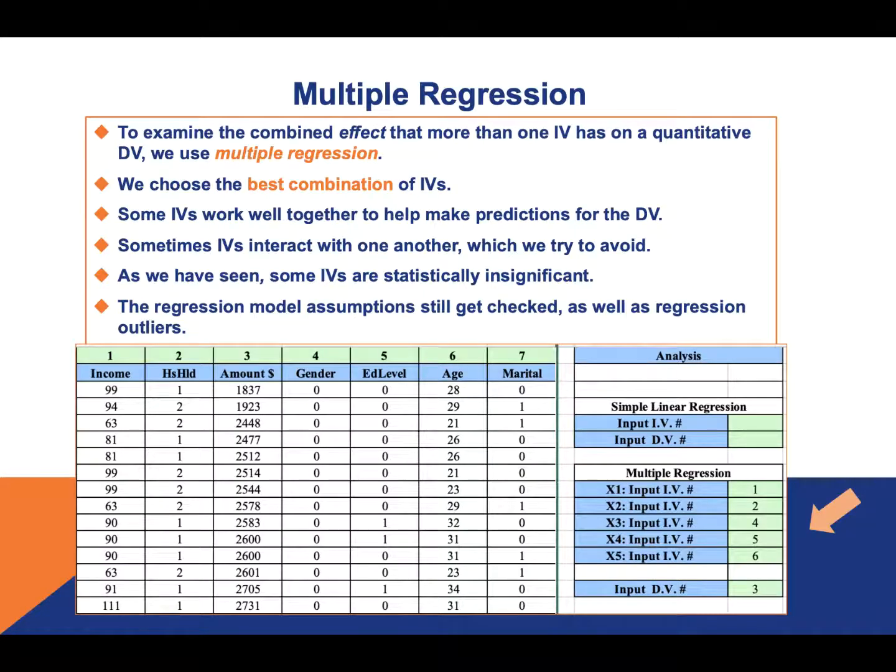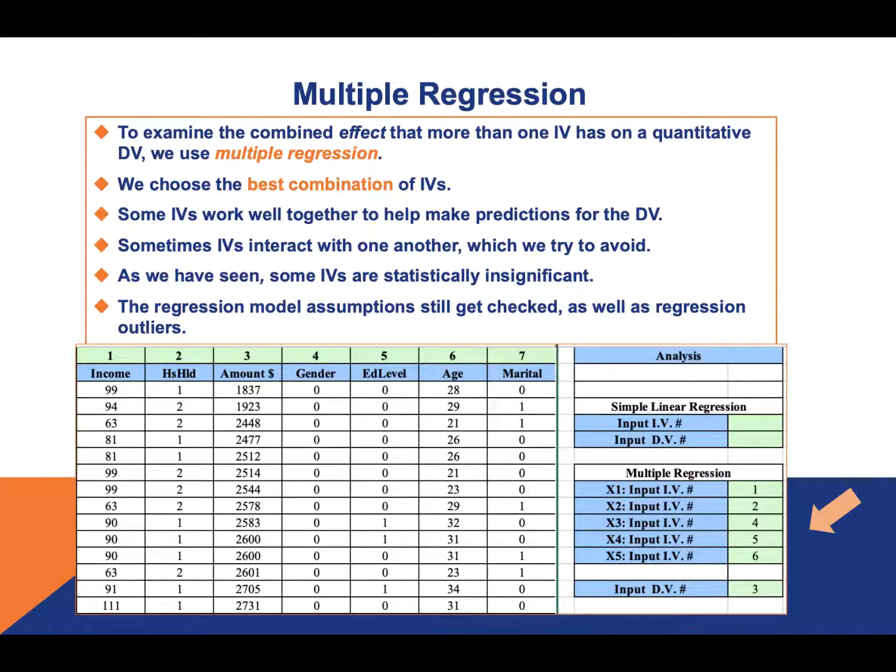To examine the combined effect that more than one independent variable has on a quantitative dependent variable, we would use multiple regression. Our goal is to choose the best combination of independent variables. However, some independent variables work well together and some do not. Sometimes independent variables interact with one another, which is something we try to avoid.